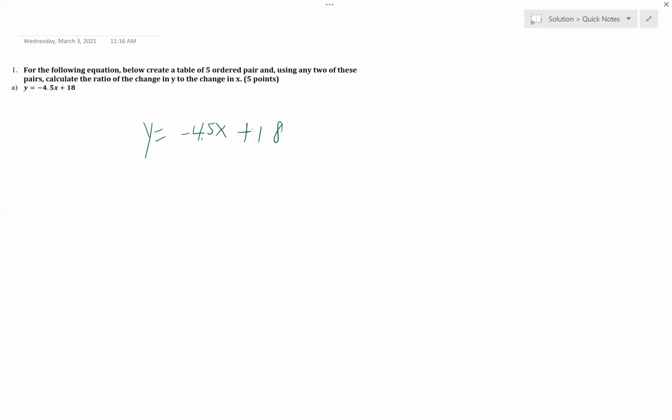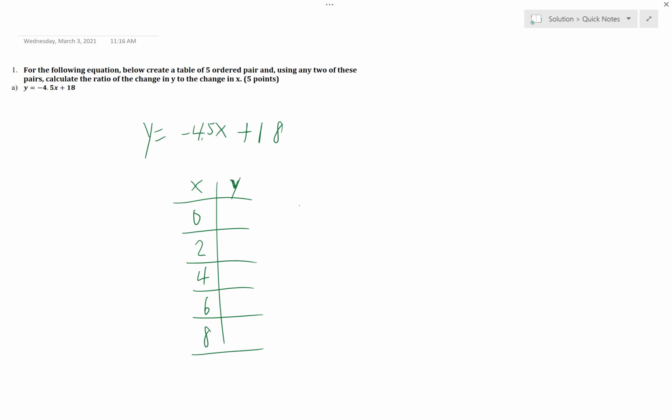First of all, we're going to create 5 ordered pairs. We look at all possible x values we can pick. I will just pick a starting point of 0 and use an increment of 2. That means 2, 4, 6, 8. I use all the even numbers. The good thing about this is we don't have to deal with decimal numbers once we pick even numbers.